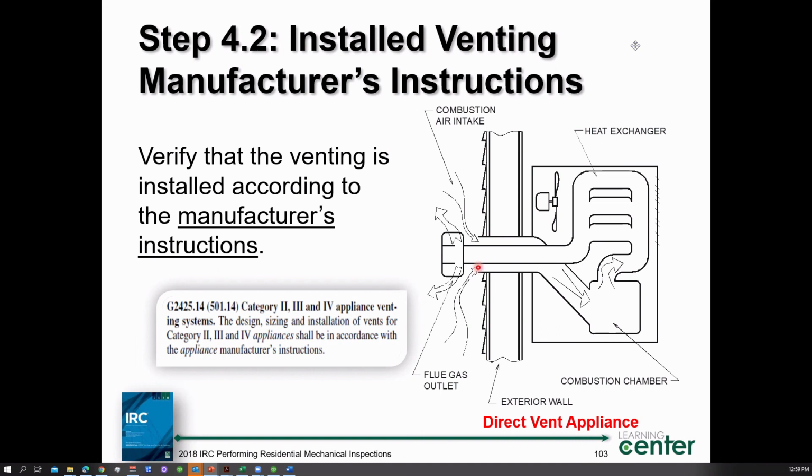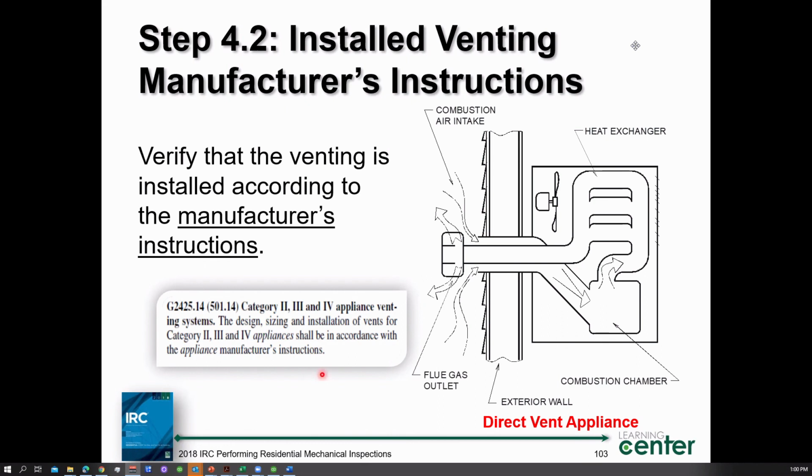All right. I put this code section down. Write this code section down here, or go highlight this. This is for your category 2, category 3, and category 4 appliances. Okay, this is very important here that you look at this. All right. Category 2, 3, and 4, right here. The design and installation of vents for these appliances are in accordance with the manufacturer's installation instructions.